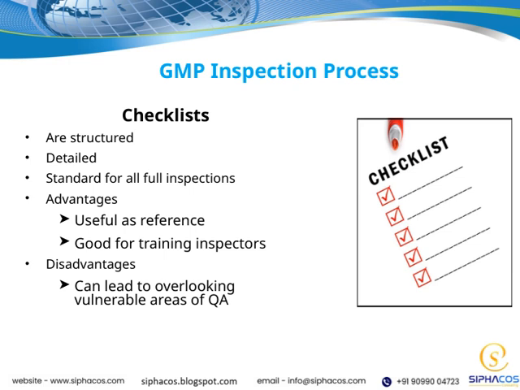Relying too heavily on checklists can sometimes lead to overlooking vulnerable areas of quality assurance. Inspectors might focus too much on ticking boxes rather than thinking critically about potential issues that aren't explicitly listed. In the context of the GMP inspection process, checklists are a valuable tool, but they should be used thoughtfully. They support thoroughness, but it's important to remain mindful and adaptable, especially when dealing with complex or unexpected situations.